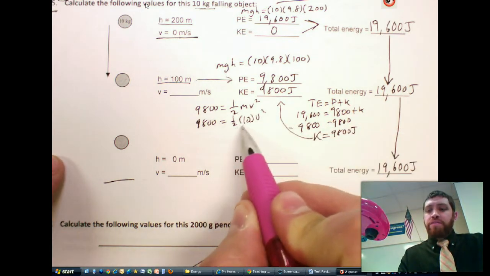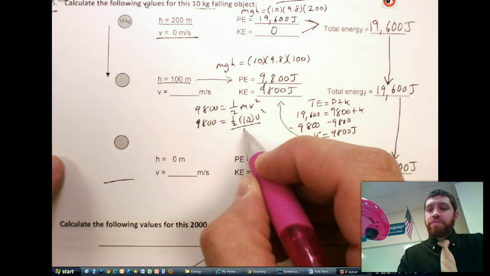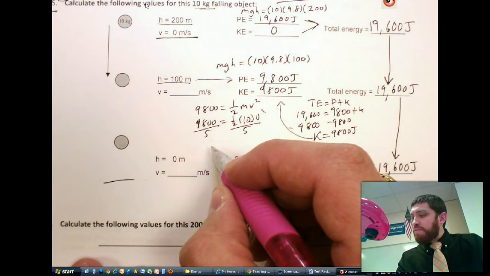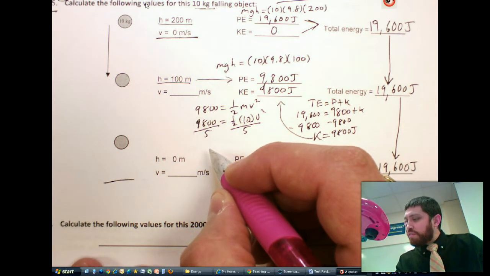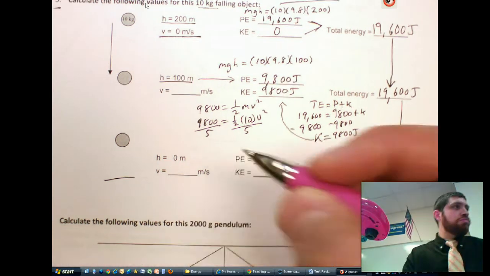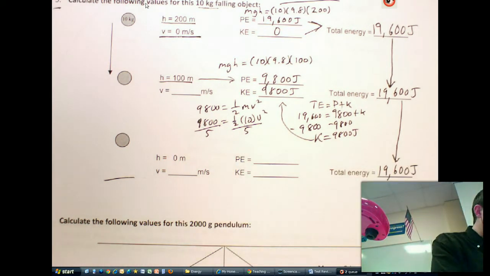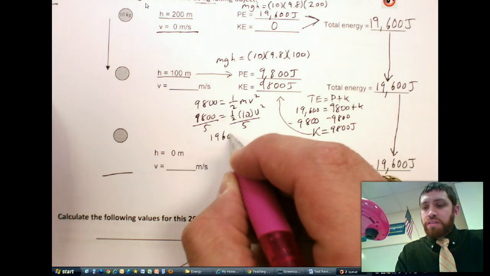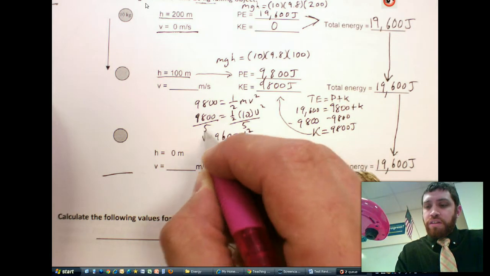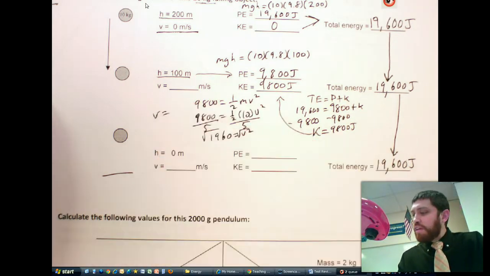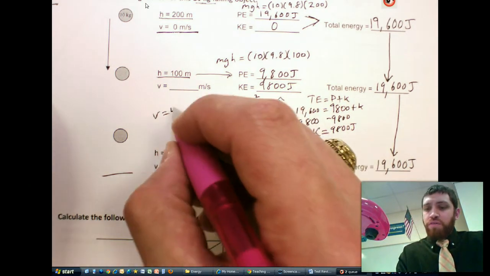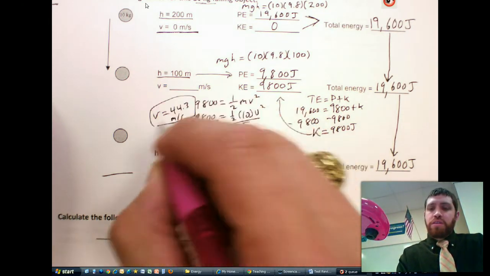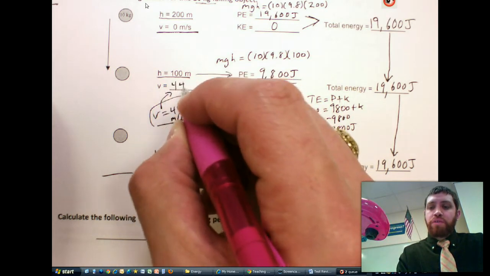Half of 10 is 5. Divide both sides by 5. 9,800 divided by 5 will give you 1960, and that's v squared. Take the square root of that, and you should get v will come out to 44.3 meters per second. So we can plug that in right here, 44.3 meters per second.